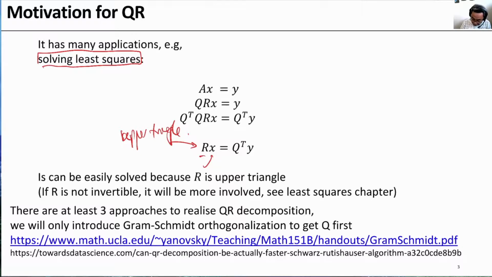Now, in the coming slides, there are many ways to solve for QR decomposition. We'll only introduce the Gram-Schmidt orthonormalization to get the Q first, and then R will naturally come out. For references, you can look at the UCLA PDF, as well as some data science YouTube videos.